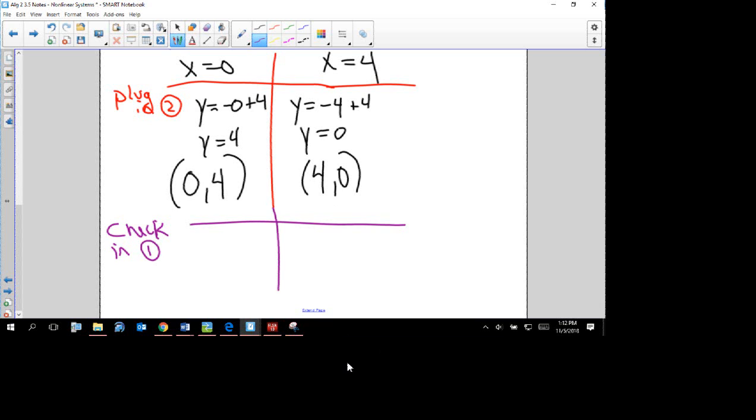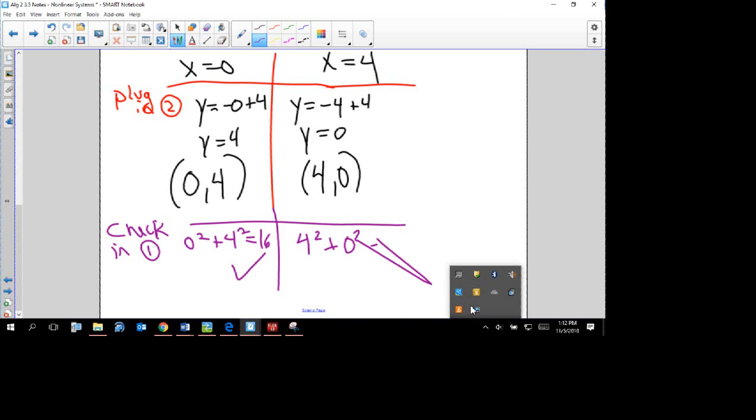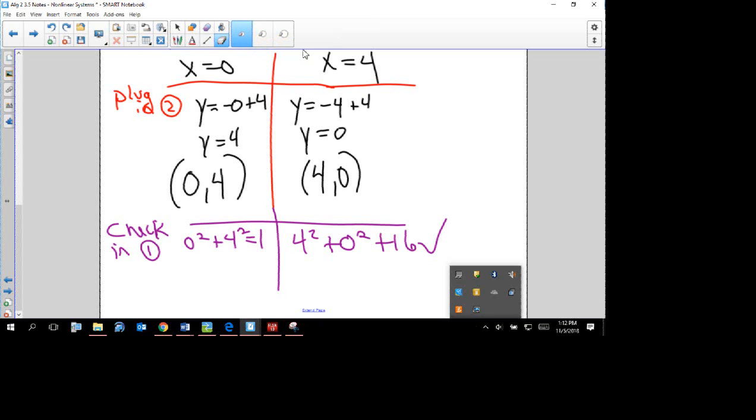So I'm going to check x squared plus y squared equals 16. So I'll have 0 squared plus 4 squared equals 16. Yep, that's true. Over here I'll have 4 squared plus 0 squared equals 16, and that works. That one works as well.